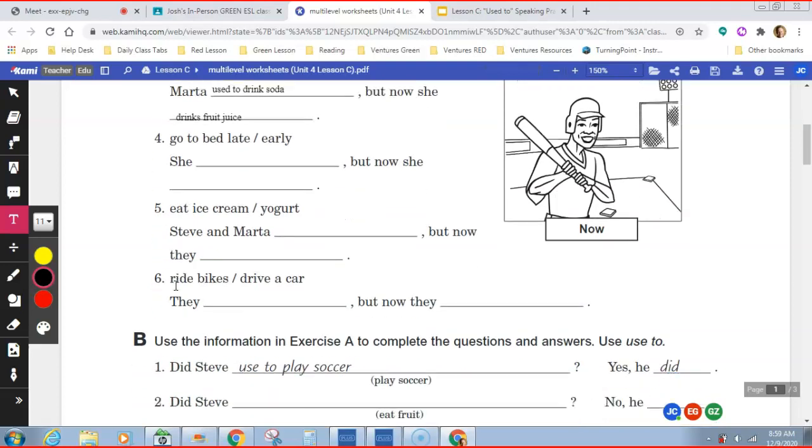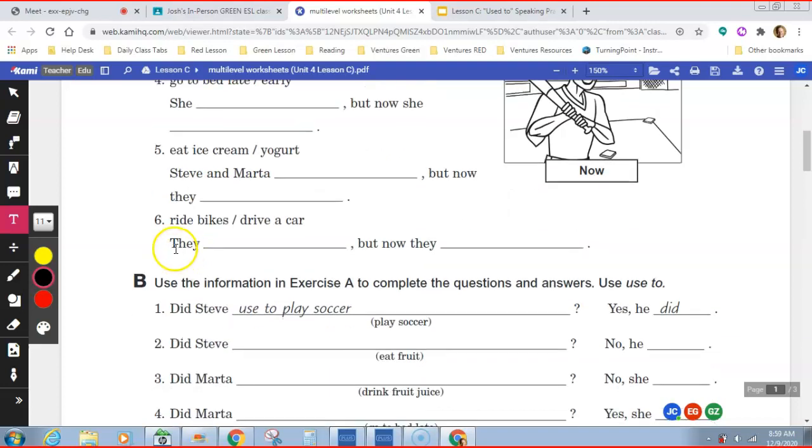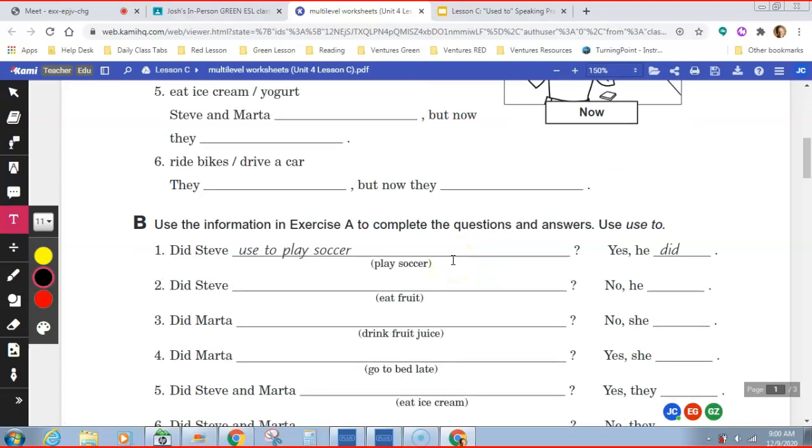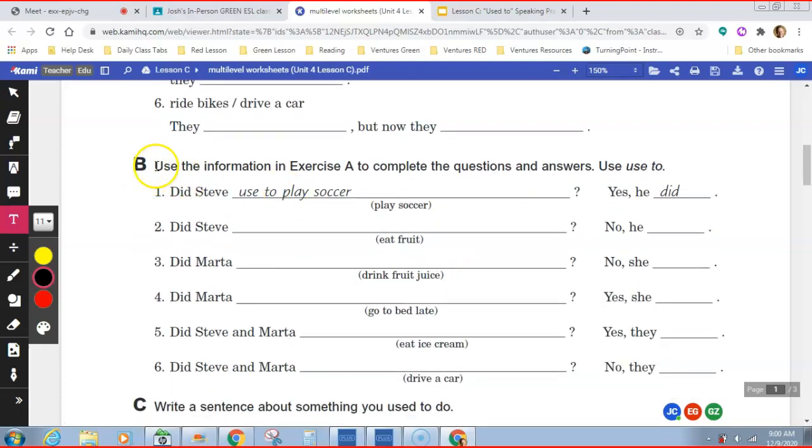Number 5, Geetha. Steve and Martha used to eat ice cream, but now they eat yogurt. Excellent. Esther? They used to ride a bike, but now they drive a car. Good. Excellent.